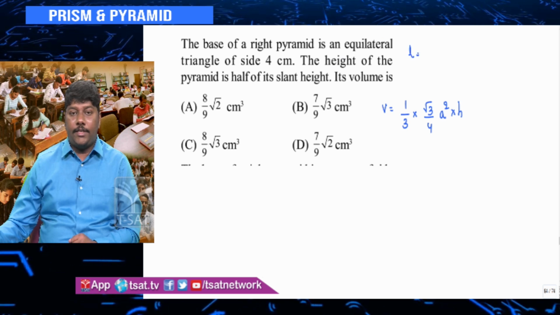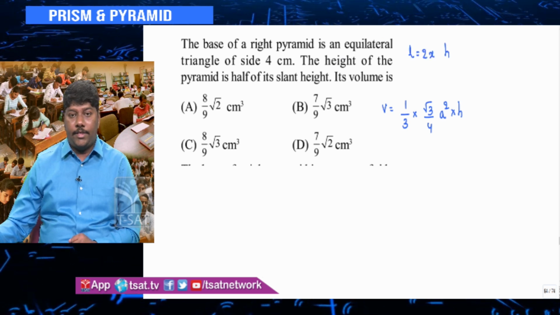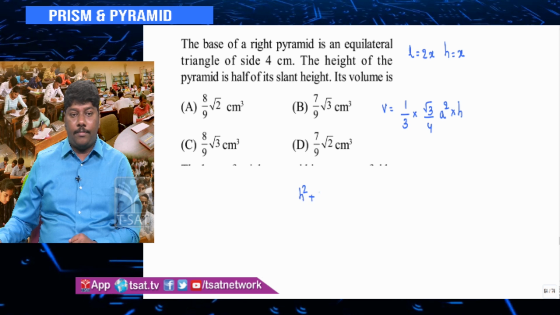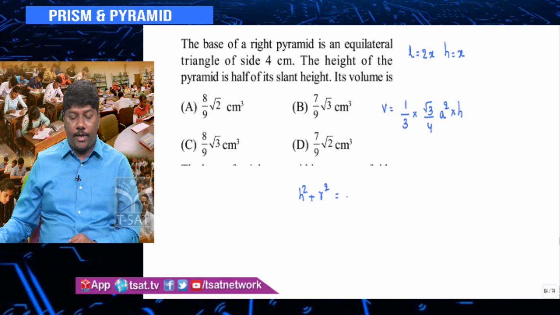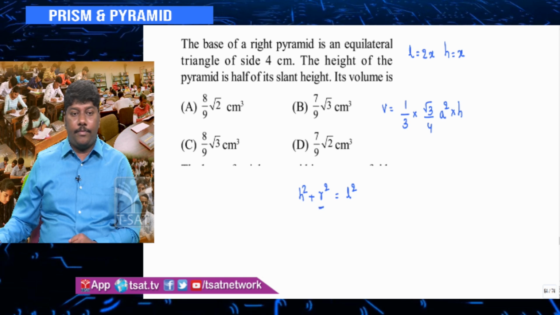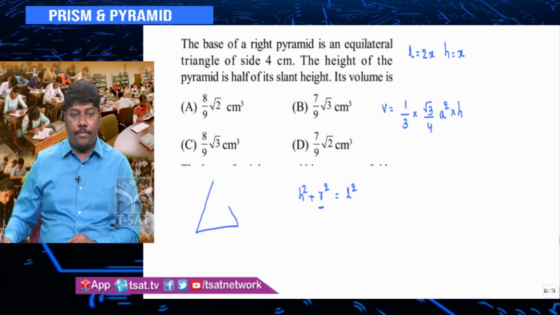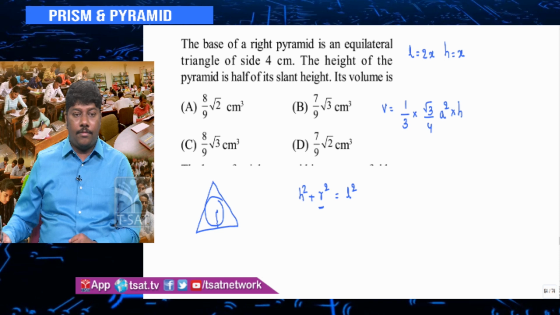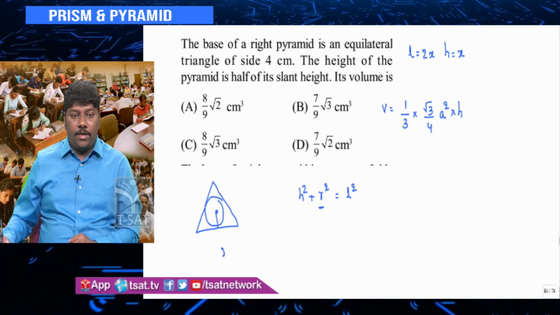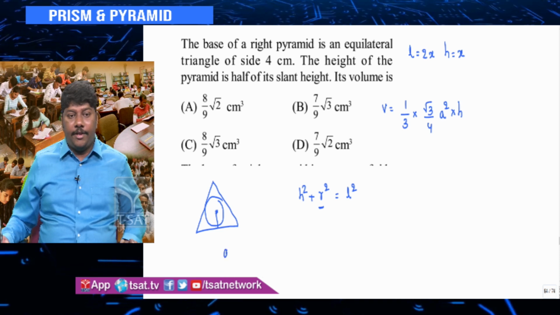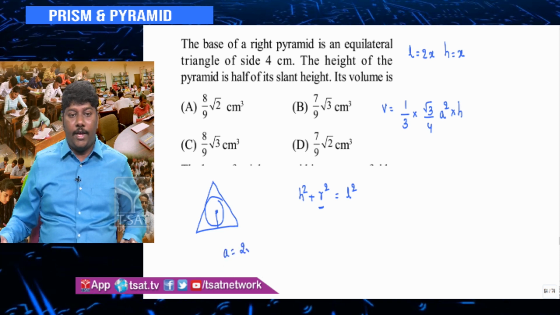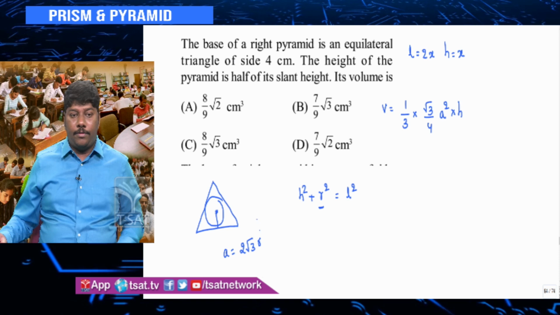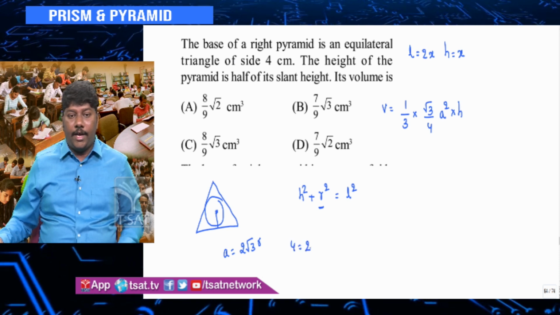Therefore, if the slant height is equal to 2x, the height is equal to x. Then h square plus r square is equal to L square, where r is the inradius. In an equilateral triangle, the relation between the inradius and the side is a equals 2√3r. The triangle side is 4, so 4 is equal to 2√3r.